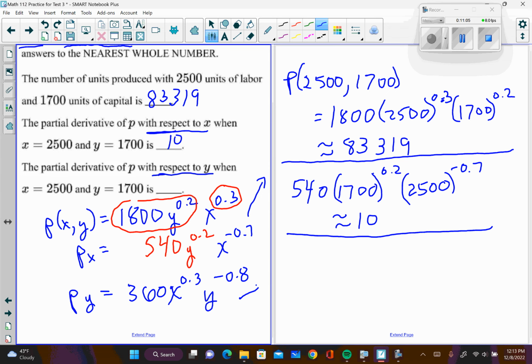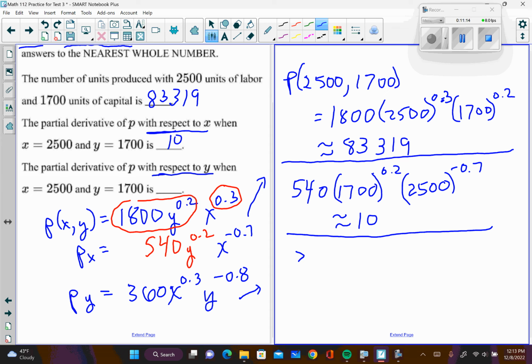And then we're going to calculate the partial derivative of p with respect to y when x is 2500 and y is 1700. So we'll have our 360. X is 2500. That's raised to the 0.3. And then we have y, which is 1700. And that's raised to the negative 0.8.